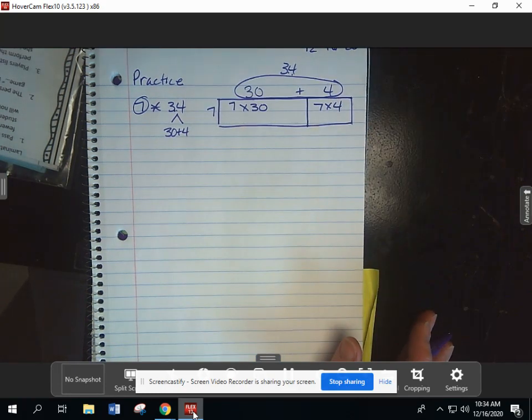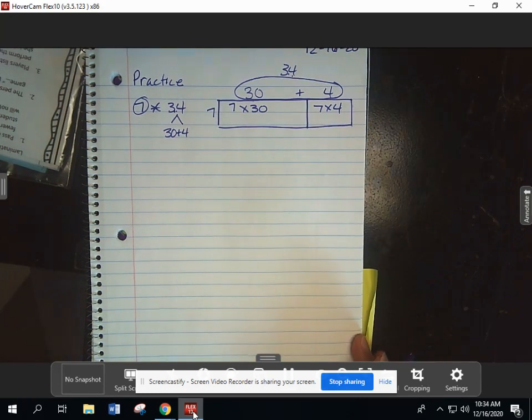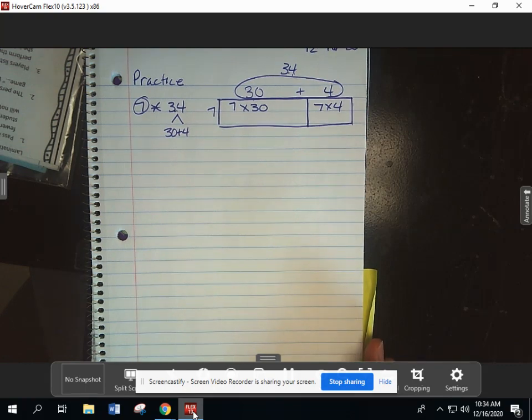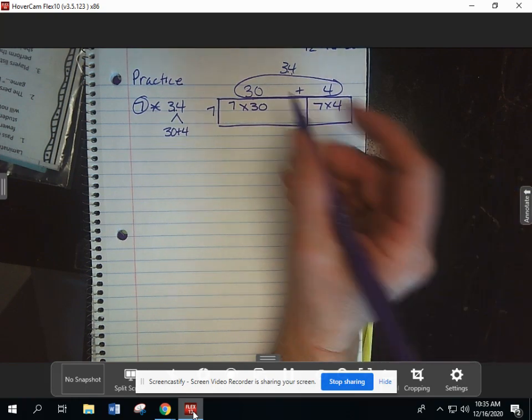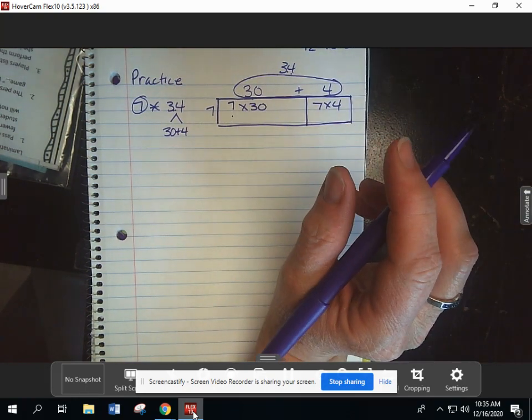Okay, why 7 times 30? Because, David, you can do 7 times 3 and then add the 0 back. Okay, so we have to do that correctly, correct? Yep, so 3, 6, 9, 12, 15, 18, 21, and then add the 0 back. Be careful with adding the 0 back.